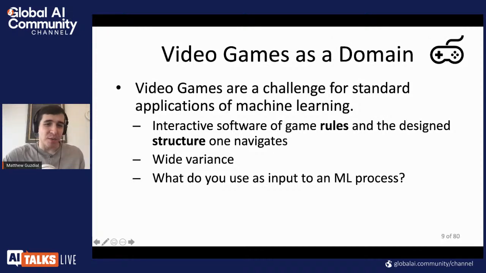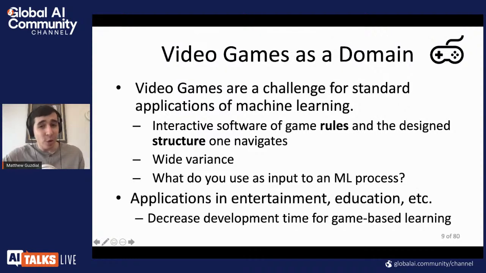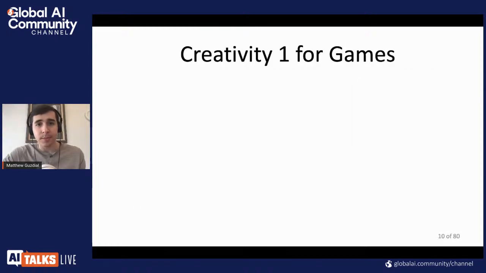And that leads to this question of, what do you use as input to a machine learning process? And notably, if we can get this sort of creativity 3 for AI and machine learning working for video games as a domain, then there's all kinds of applications in entertainment. Obviously, that one's fairly straightforward, but also in terms of education and things like that. So we can think about, okay, can we decrease development time for game-based learning? Can we help teachers to make specialized games to teach specific subjects to their particular classes? So these are the kinds of things we can do if we solve this problem.